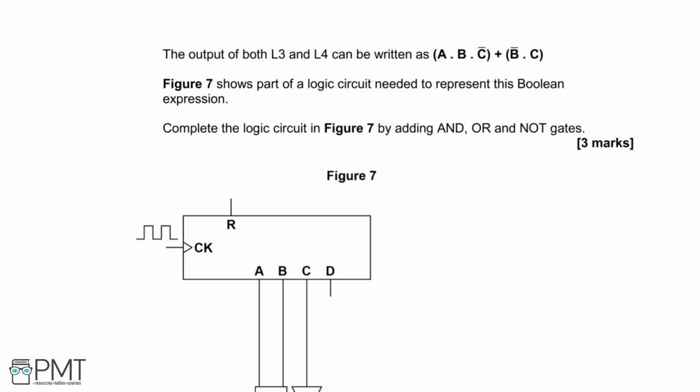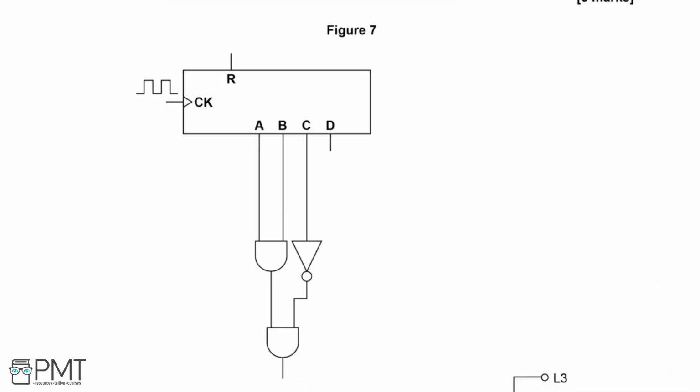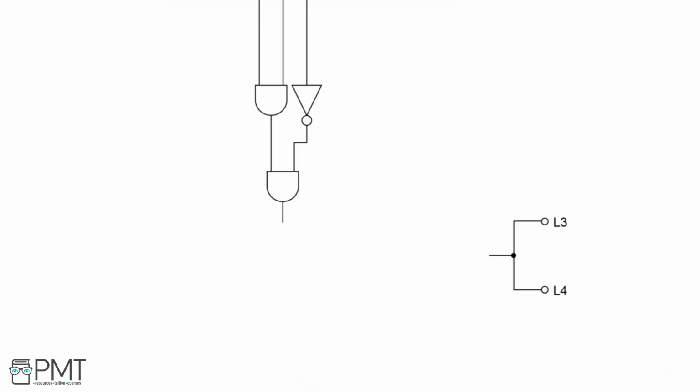The outputs of both L3 and L4 can be written as brackets A.B.C bar plus brackets B bar.C. Figure 7 shows part of a logic circuit needed to represent this Boolean expression. Complete the logic circuit in Figure 7 by adding AND, OR, and NOT gates. So we've got Figure 7 here with the counter connected to the necessary logic gates with the A, B, and C connections used. And we have L3 and L4 at the bottom.